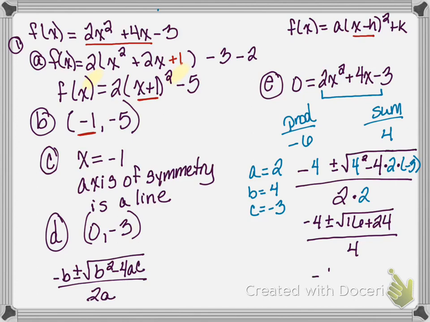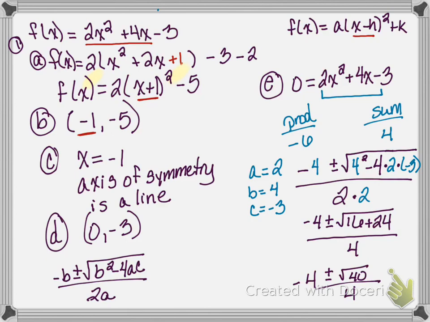So a lot of times students will get to this point right here. Oh, whoops. So it's -4 plus or minus the square root of 40 over 4, and they will stop. But we're not done, okay? There's a couple of things happening. The -4 and the 4 can cancel, and the square root of 40 can be simplified. So we've got to keep going.